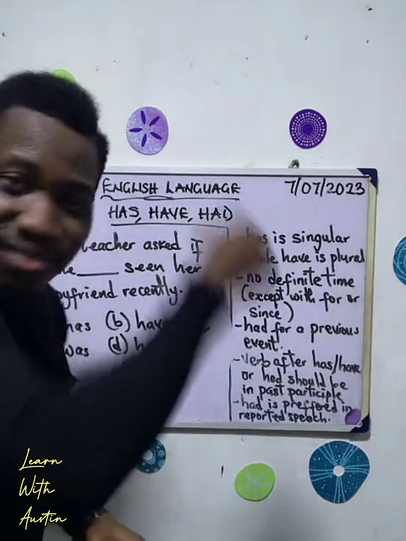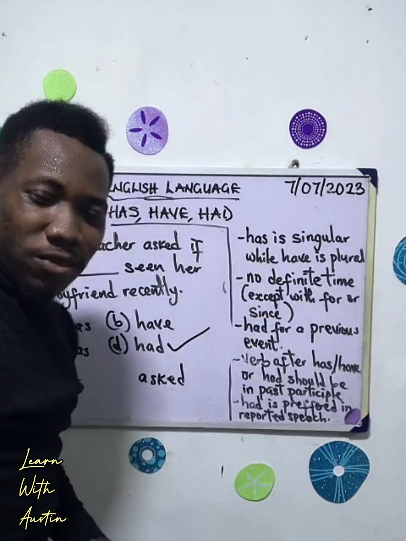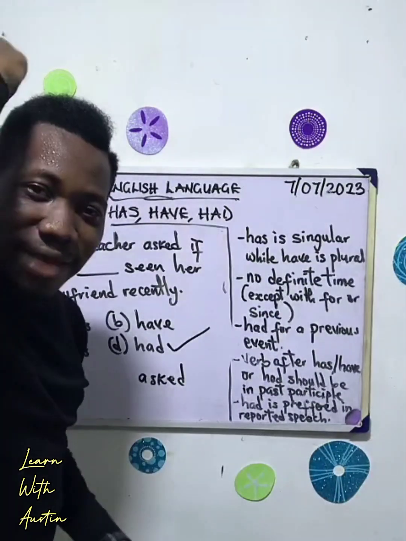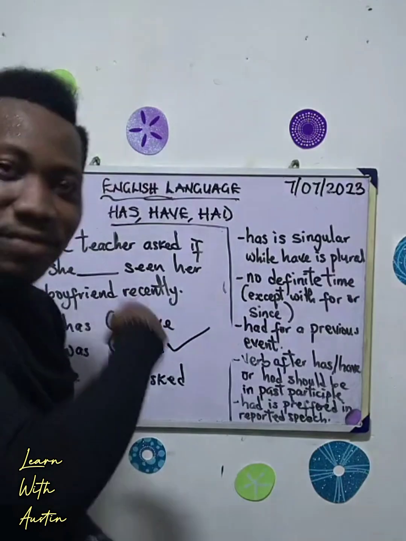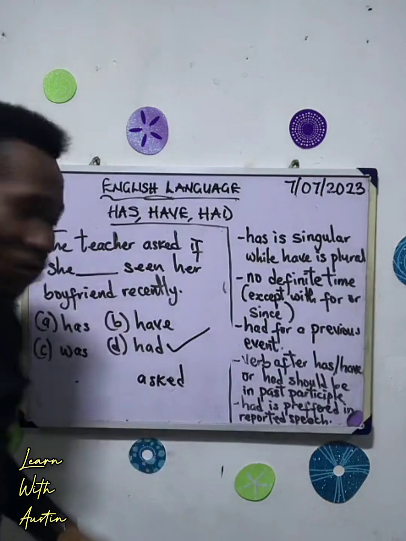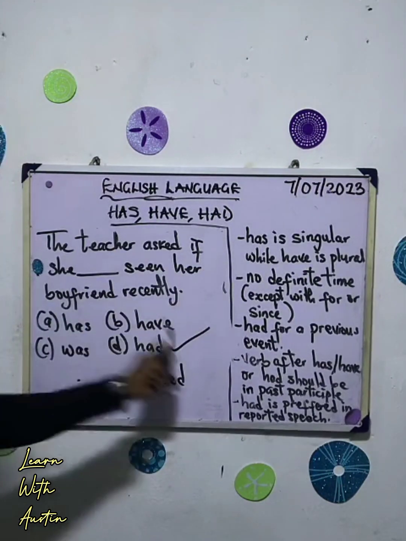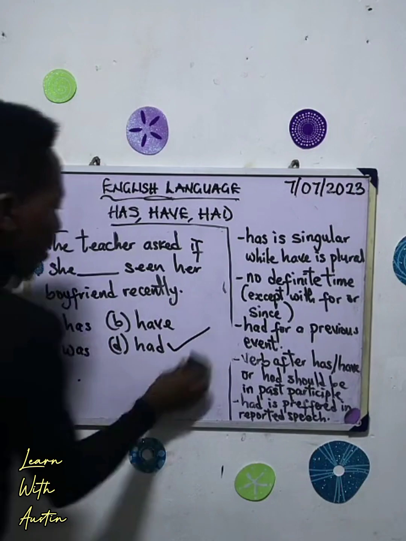So an action before a past action, that's when we use had. So the teacher asked, past action, alright? So if she had. So had, that's a past action before a previous action before a past action. That's when we use had. Alright, so the answer is had. The teacher asked if she had seen her boyfriend recently. Alright. The next one.